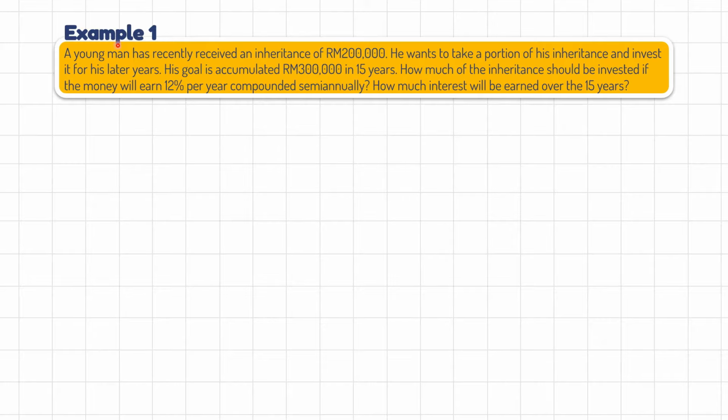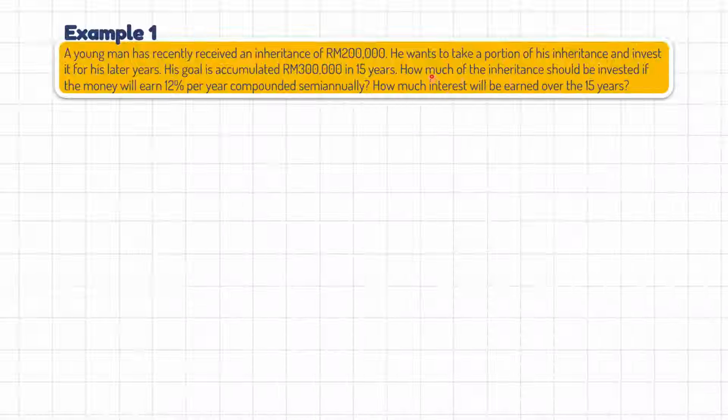Example 1. A young man has recently received an inheritance of 200,000 ringgit. He wants to take a portion of his inheritance and invest it for his later years. His goal is to accumulate 300,000 ringgit in 15 years. How much of the inheritance should be invested if the money will earn 12% per year compounded semi-annually? How much interest will be earned over the 15 years? So here we have two questions.